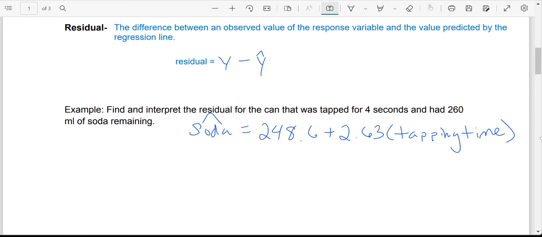What is a residual? A residual is the difference between the observed value of the response variable and the value predicted by the regression line, which you can find by just doing the observed value minus the predicted value. So observed value minus the value predicted is a residual. Okay, so let me say that again since I messed up the first time. Observed value is y, predicted value is the y hat. Subtract that, you get the residual.